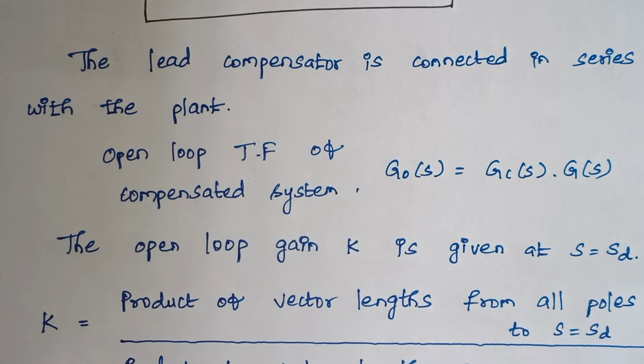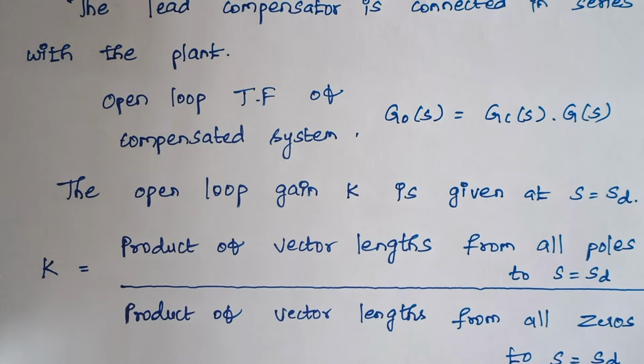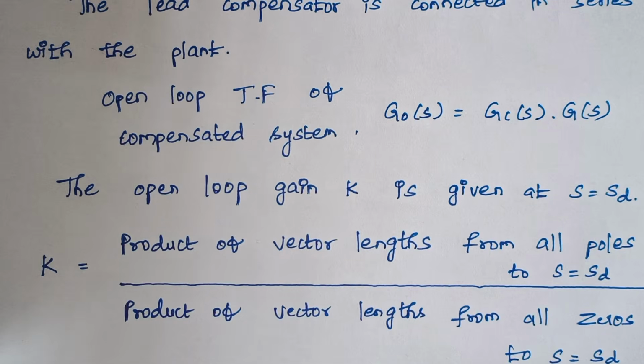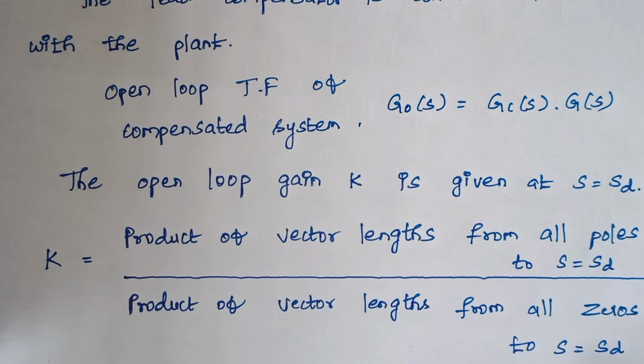Gain K is given by the formula: product of vector lengths from all poles to S equal to S_d, divided by product of vector lengths from all zeros to S equal to S_d. That is, we have to draw lines from the existing poles and zeros to the dominant pole, and this step we had already done in step number 4. We just have to measure the lengths and substitute in this formula to find the value of gain K.